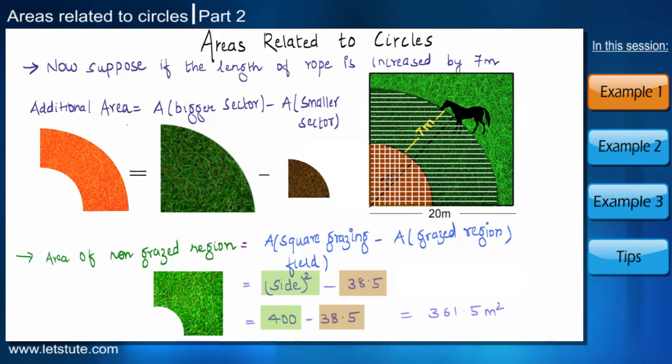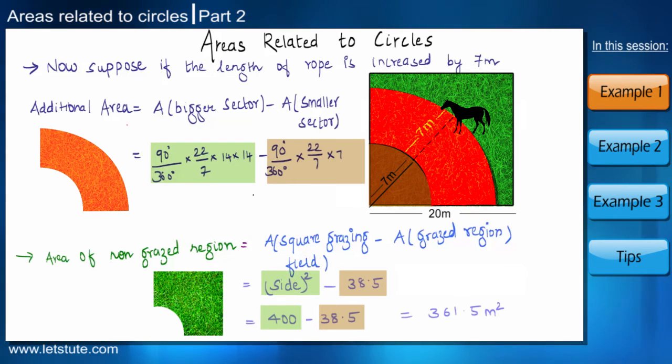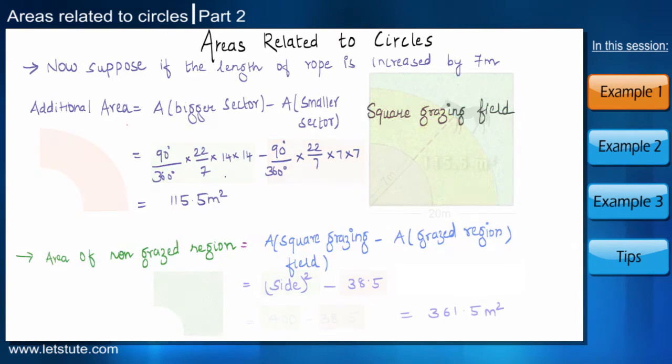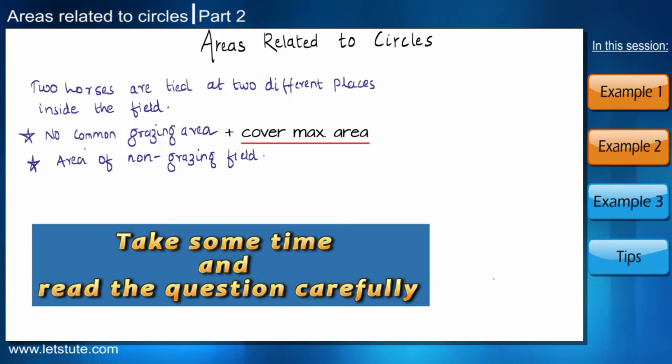So the difference, or we can say that the additional area will come to 115.5 meters square. I hope you all have understood and found this situation easy. Let's analyze another situation.